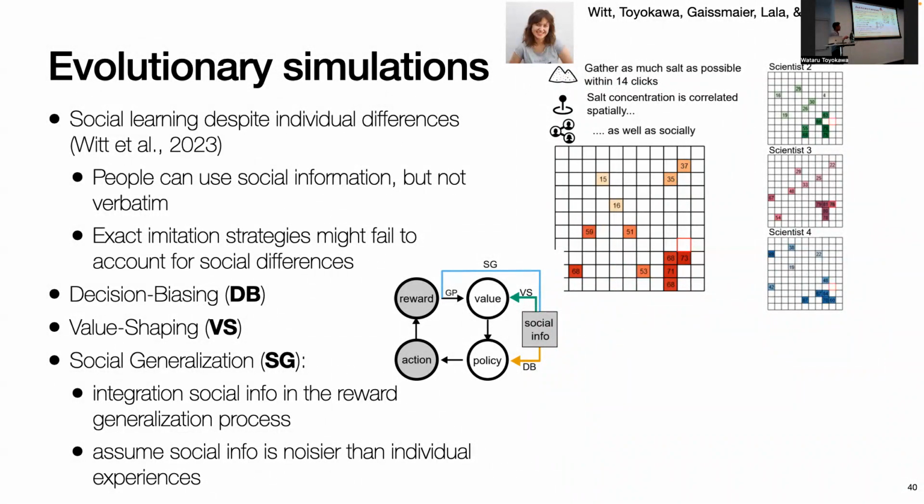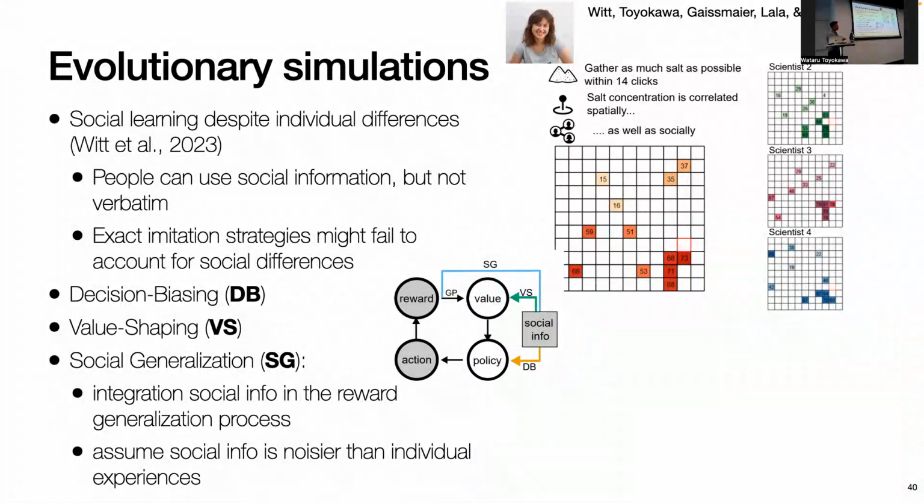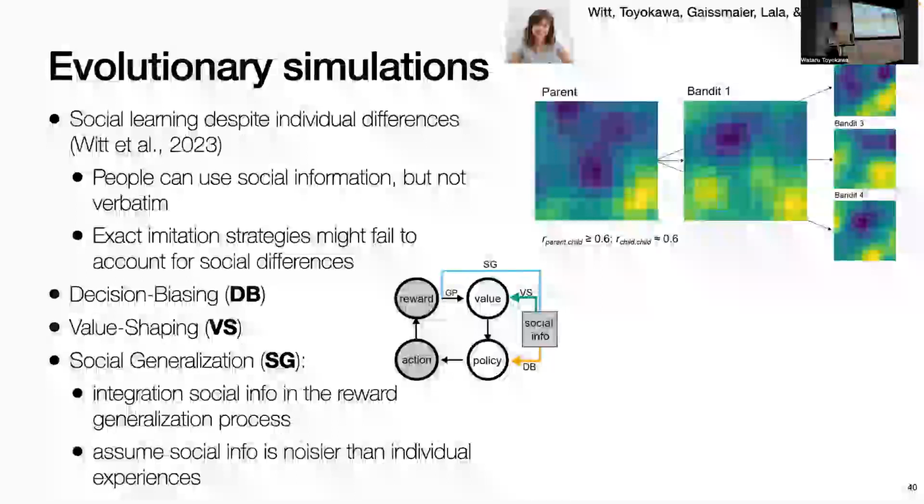The other models here: decision biasing just uses social information to influence policy. Value shaping just gives a little bit of a boost to your value, but this social generalization model integrates into this reward generalization process. So when we observe, for instance, that this has this reward value, we're also spreading this out across our own individual representations. We're assuming that there's some sort of spatial structure in the environment, and we're taking social information into account for that. But we're assuming that social information is noisier than individual experiences because it's less relevant to us than our own personal experiences. So here's what the underlying task looks like.